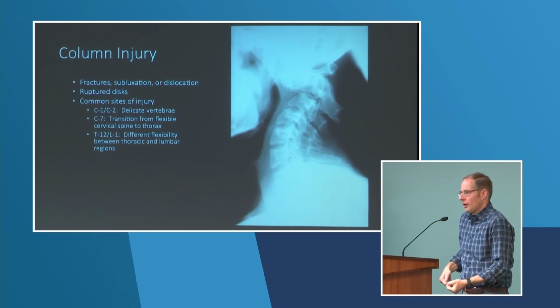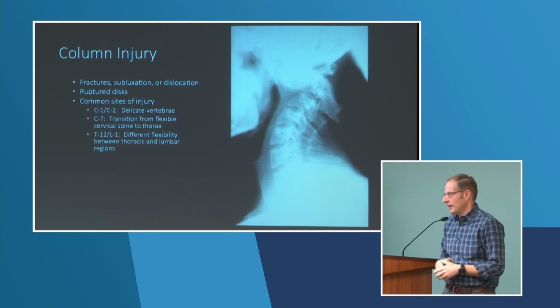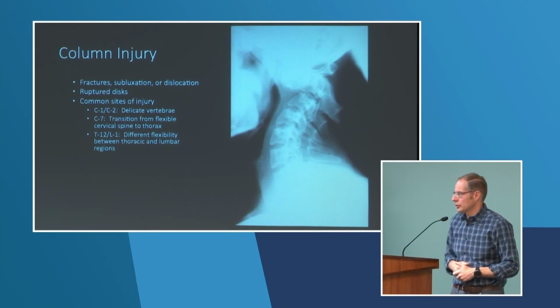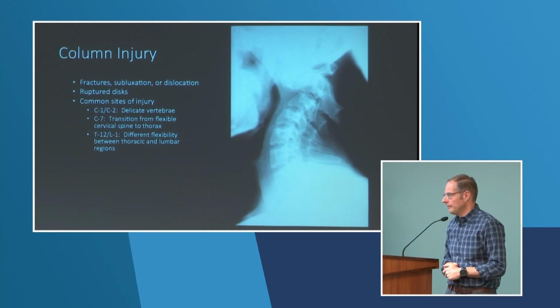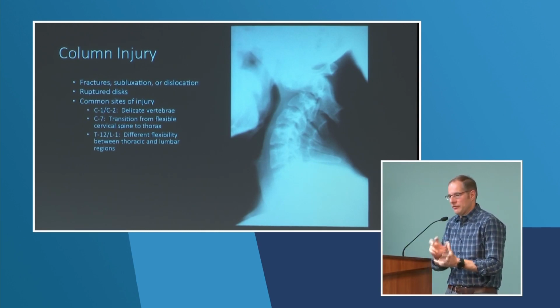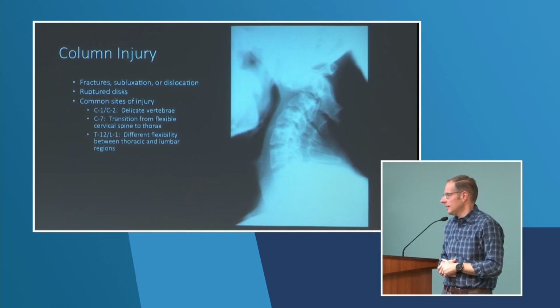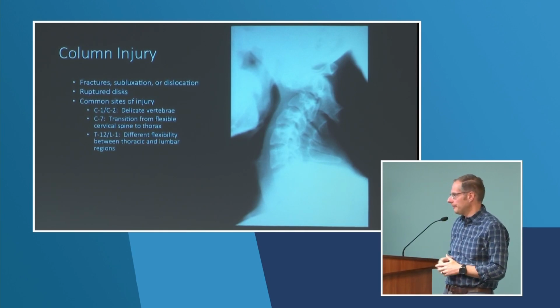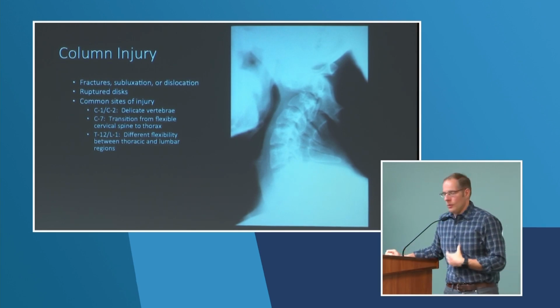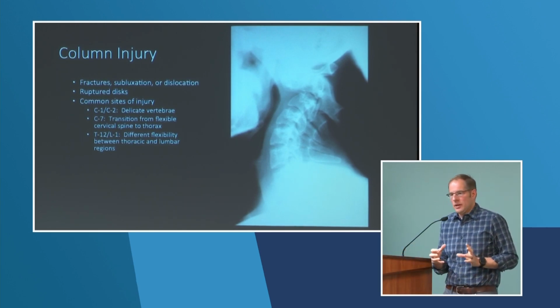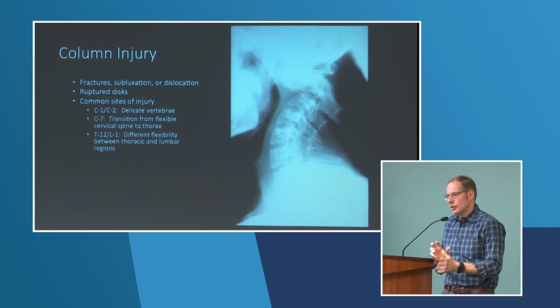You're pulling up really hard on that, and you can break off the spinous process there. That's a stable fracture, but it's still quite painful. And then T12, L1, where you get to that area of different flexibility. So right at those junctions, those are the places that you're most likely to have an injury to the column. And then when we see an injury to the column, what we're trying to figure out is, okay, is this a stable fracture or is this an unstable fracture?